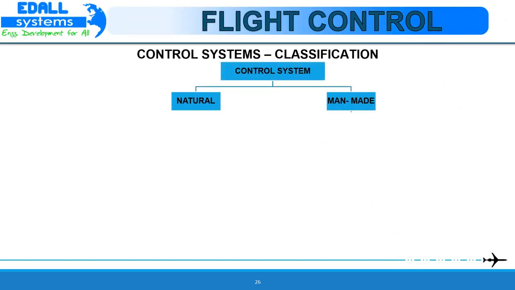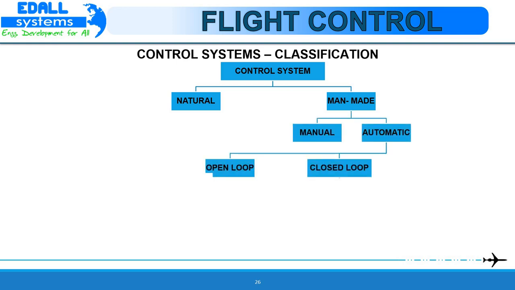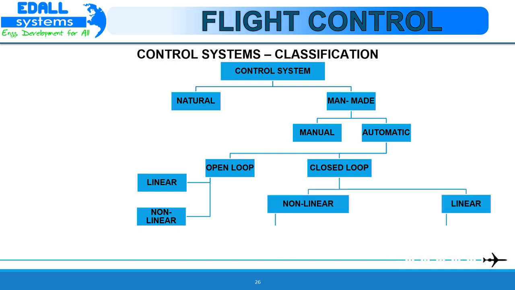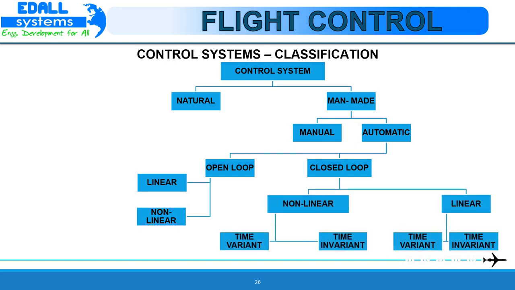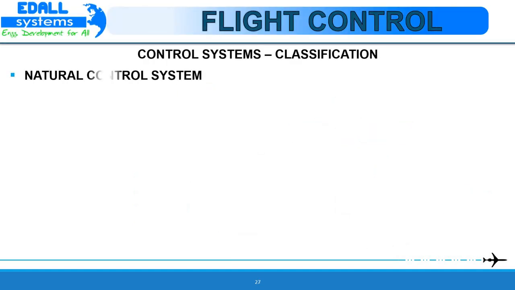Control system classification. Control systems are classified into natural and man-made. Man-made is then further classified into manual and automatic. Automatic control systems are of open loop and closed loop. Under open loop, we have linear and non-linear. Under closed loop, we have non-linear and linear, where non-linear is again divided into time variant and time invariant, and linear is divided into time variant and time invariant. Let us look at an example for each.